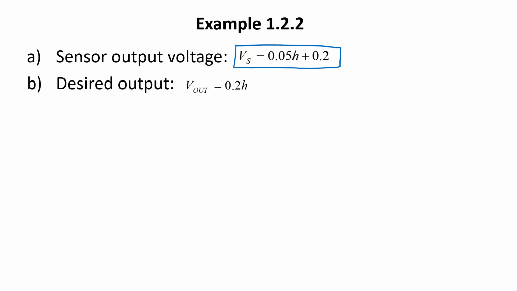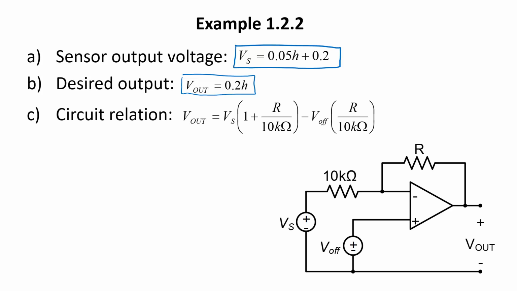We have a design requirement that the output voltage from the system should be 0.2 times the height of the object. So what we're doing here is changing the operating point so that the voltage is 0 when the height is 0, and also changing the sensitivity of the sensor so that it goes from 0.05 volts per inch to 0.2 volts per inch. We can use this circuit to accomplish the transformation.